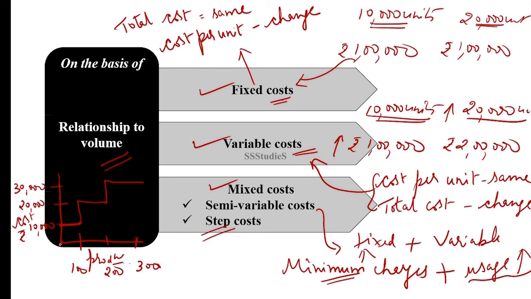Any number of units manufactured between 0 to 100, you'll have to spend 10,000 rupees. For the next range, if you're manufacturing 101 to 200 units, you'll have to spend 20,000 rupees. So for this range, the cost remains the same. That is why it is called a step cost. Suppose from 201 to 300 units, let us say 250 units, still the cost will be 30,000 rupees. If you're producing 300 units, it will be 30,000. If you're producing 210 units, it will be 30,000. So for this range, the cost remains the same. That's why it is called step cost.